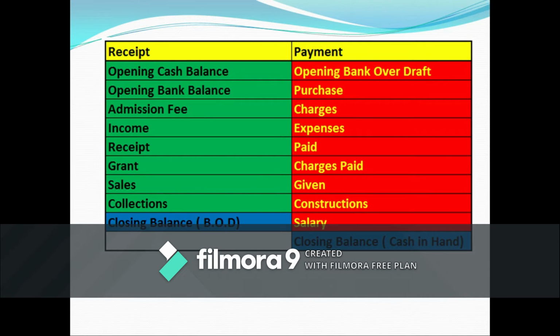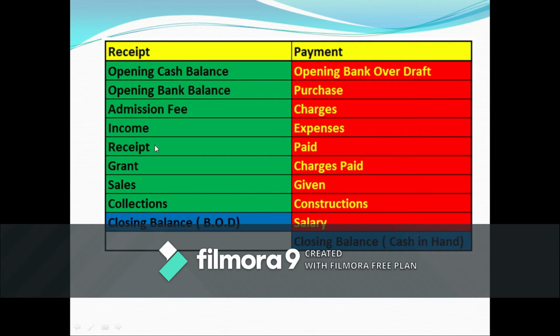Before going to the sum, the basic rule is how to prepare receipt and payment account. The receipt and payment account always starts with opening balance and ends with closing balance. Opening balance of cash and bank, closing balance of bank.